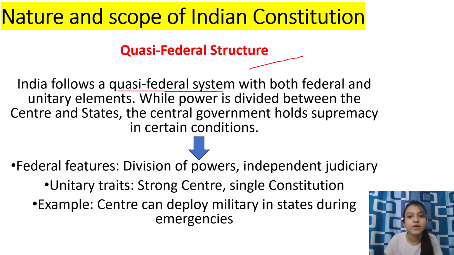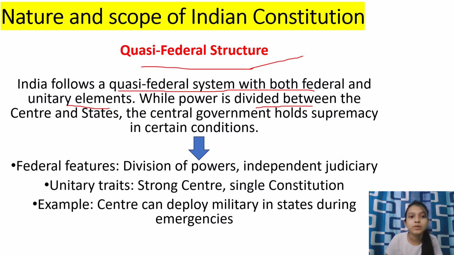India follows a quasi-federal system with both federal and unitary elements. Now it is a very complex question, where most of the time it asks whether the Indian Constitution is federal in nature or unitary in nature. So how do we answer that? We have both elements, unitary as well as federal. That's why we can consider it quasi-federal in nature.